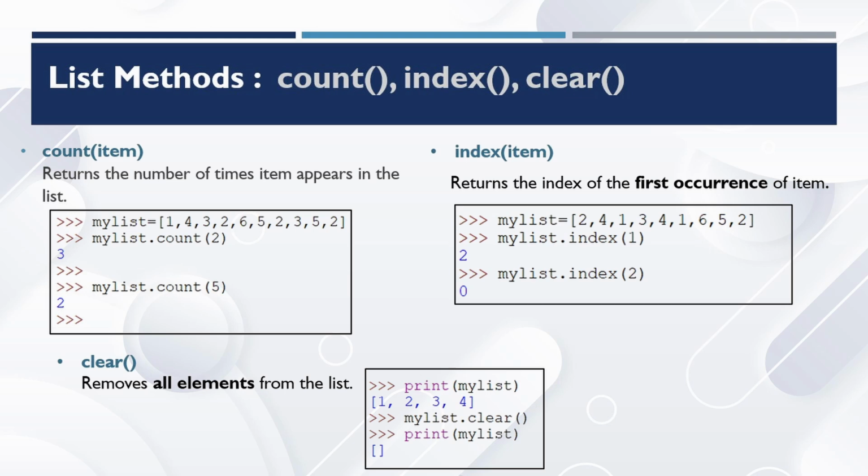Finally, the clear method. This method removes all items from the list, leaving it completely empty. Calling mylist.clear is a quick way to reset the list and start fresh. These methods are simple but powerful tools for analyzing, accessing, and managing list data effectively.